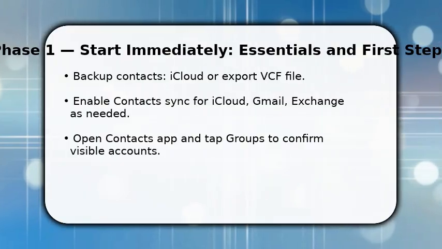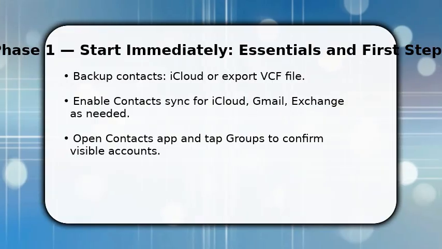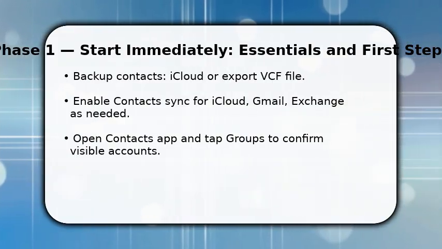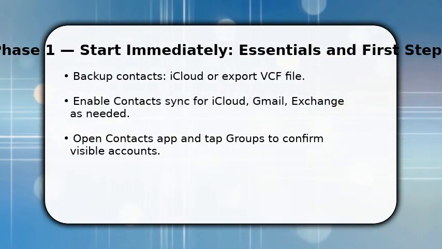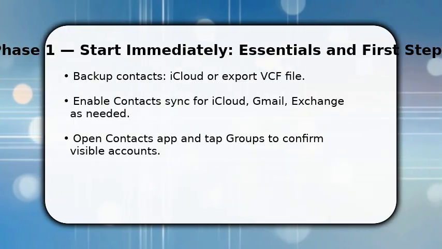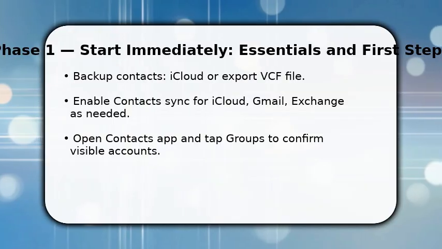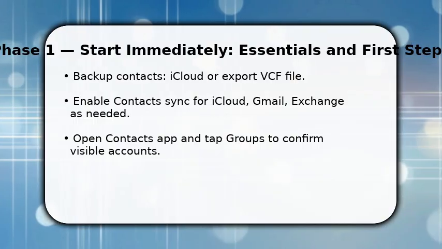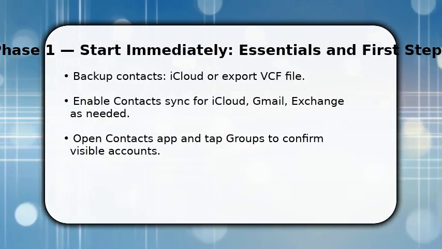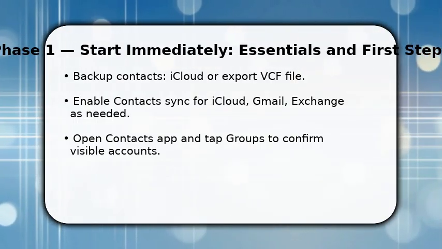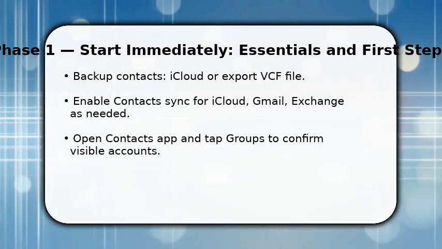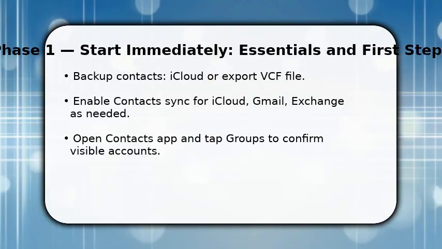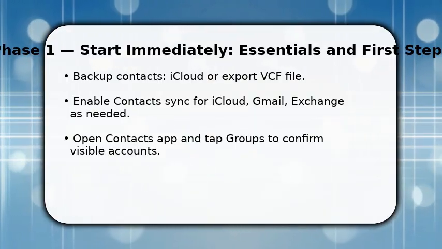You start by protecting data. Backup contacts to iCloud or export a VCF now, because merging can't be undone easily. Once done, make sure contact syncing is enabled for each account you want to keep, iCloud, Gmail, or Exchange, so duplicates appear together. Open the Contacts app and tap Groups to confirm visibility. If an account is hidden, you'll miss duplicates. Now, proceed to locate duplicate entries and prepare to merge them.